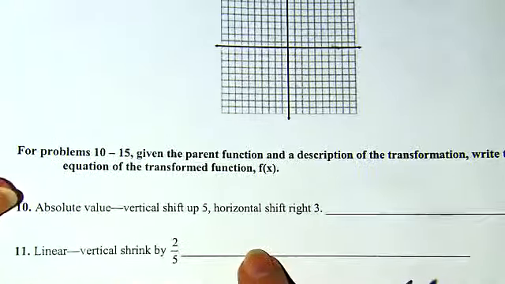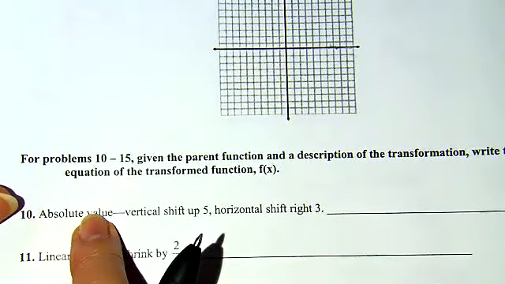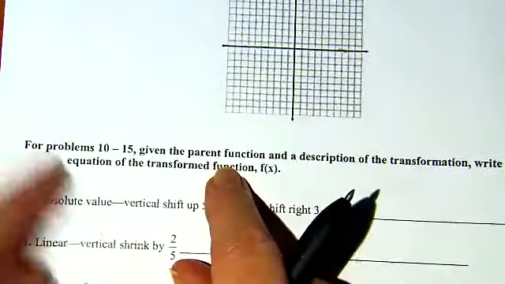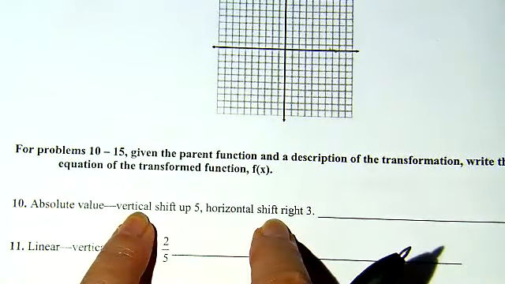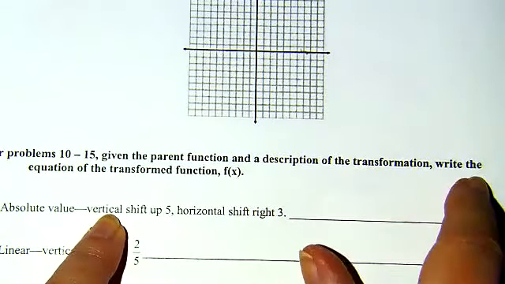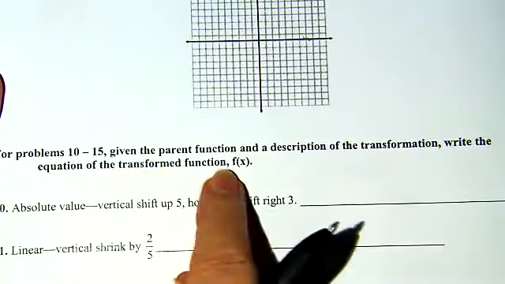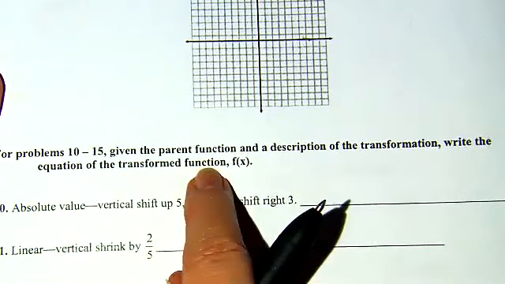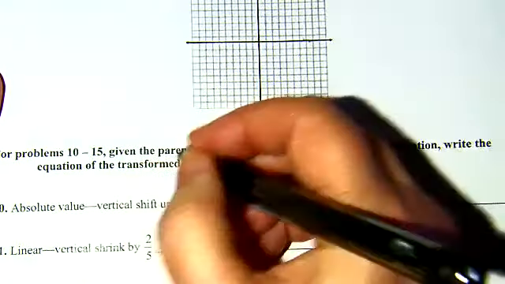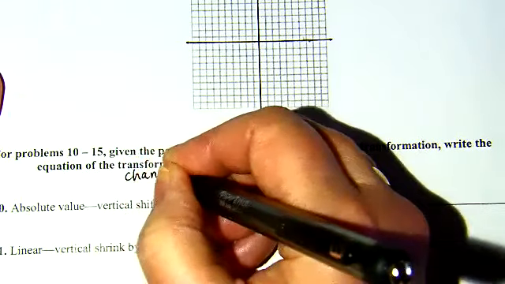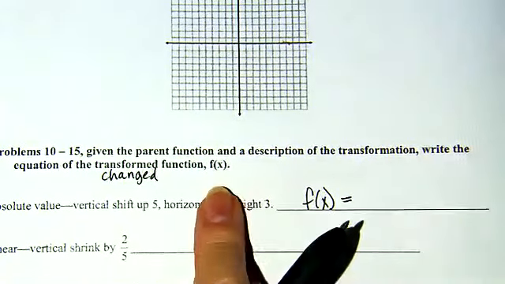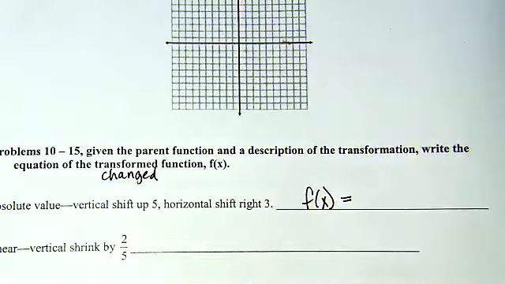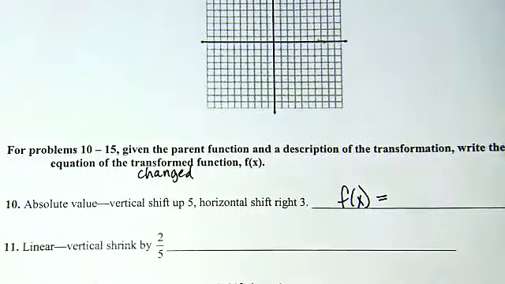Now these you're going to write equations. So let me just write one with you. For the absolute value, they're going to give us the parent function. So this parent function is absolute value. And then they're going to give us a description of the transformation. And we need to write the equation of the transformed function f of x. Transform just means changed. How did it change? So I know it's going to start f of x equals. That's what it wants me to call it. So I have to go through this process and think through it.